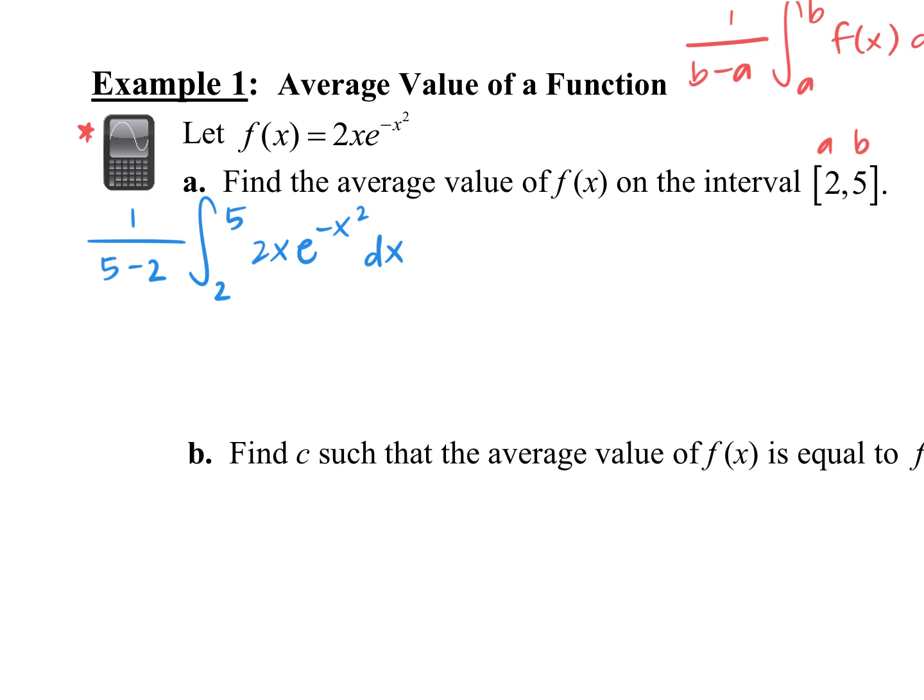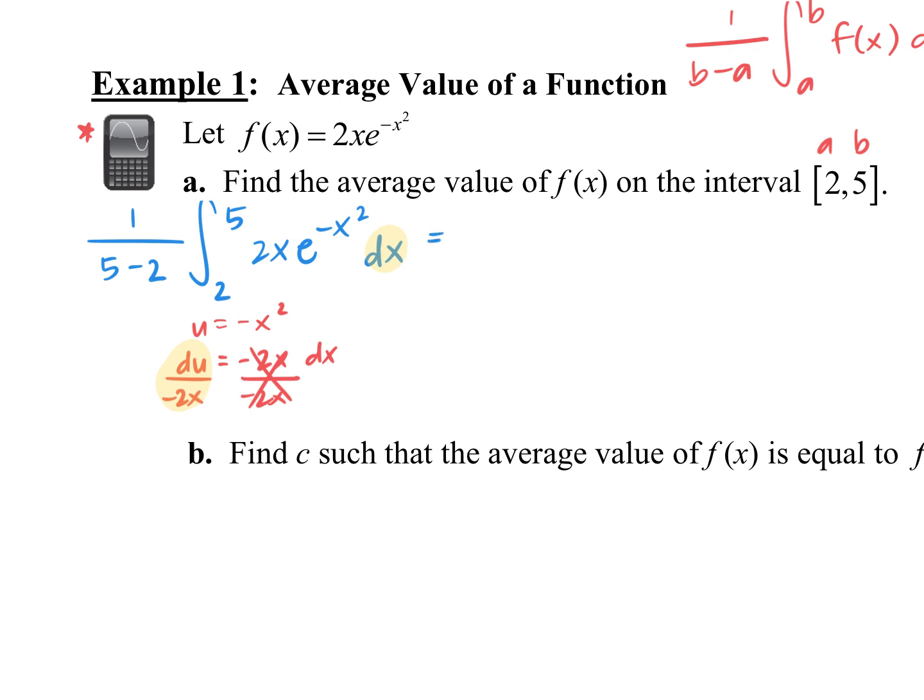So if I wanted to solve this integral by hand, what would my u have to be? Negative x squared, exactly right. So u is equal to negative x squared, which means if I take the derivative, what do I get? Negative 2x dx. And then remember, when you're solving here, I'm replacing this dx with my du, right? So I need to do what with that negative 2x? Divide it. So now I'm going to replace that dx with this du over negative 2x.